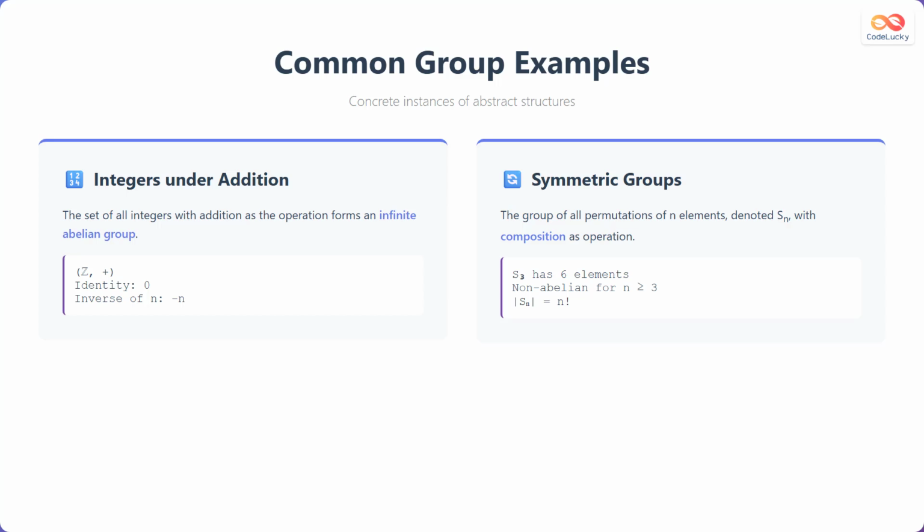Another important class of groups is the symmetric groups. The symmetric group on n elements, denoted as S subscript n, is the group of all permutations of n distinct elements, with the operation of composition of permutations. For example, the symmetric group S subscript 3 has 6 elements. Symmetric groups are non-abelian for n greater than or equal to 3. The order, or number of elements, in S subscript n is equal to n factorial.